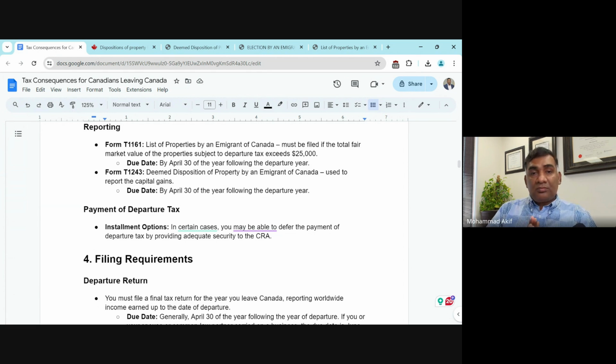The two main forms that we'll be discussing are T1161, which is to list properties. You report if you have Canadian properties worth more than 25,000, even though there might be no departure tax on them. This could be any Canadian property, any other property that you own that needs to be reported. There doesn't have to be a departure tax associated with that property. It's just a list of assets that needs to be listed.